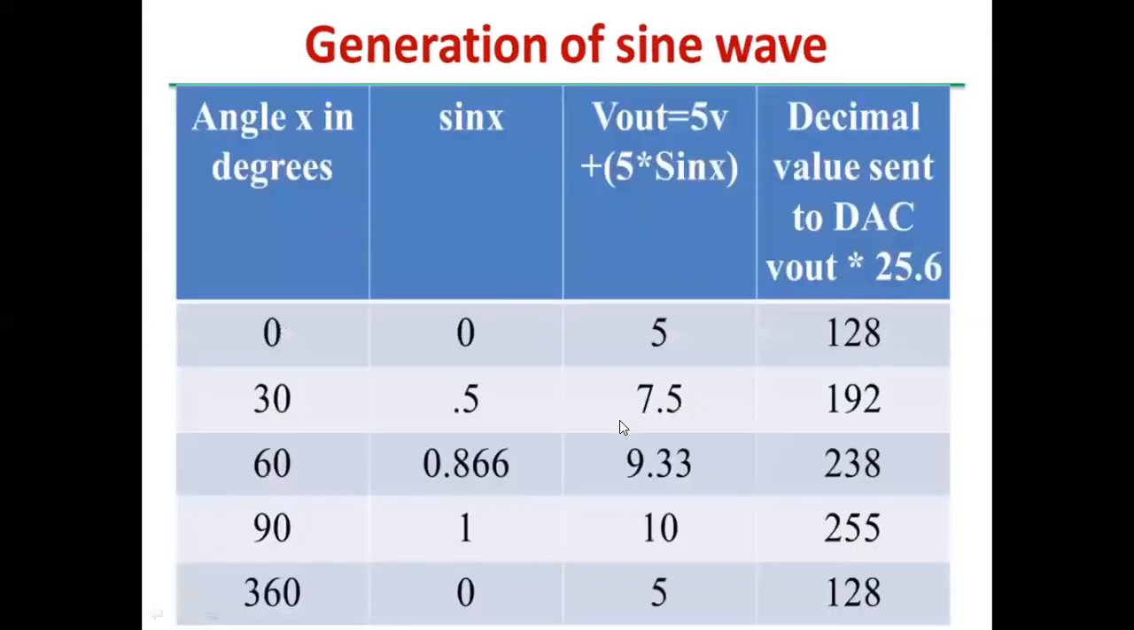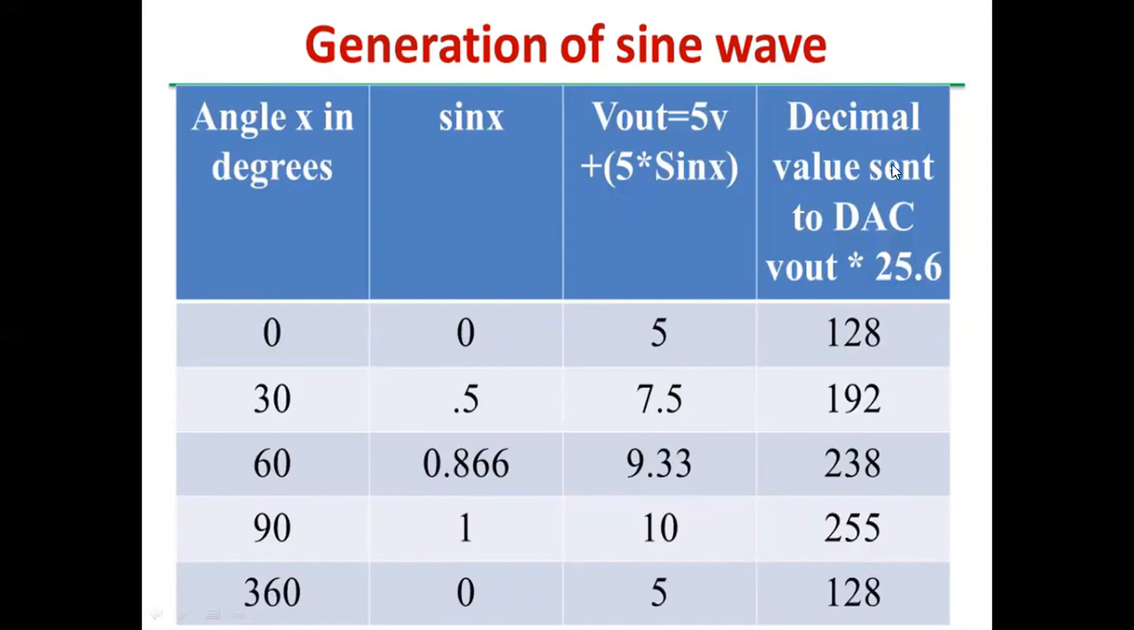So how you are generating this wave: suppose you take 5 angles of the sine wave: sin 0, sin 30, sin 60, sin 90, and sin 360. You can calculate the values for all of these. Sin 0 is 0, sin 30 is 0.5, sin 60 is root 3 by 2, so that is 0.866, sin 90 is 1, and sin 360 is 0. You can calculate the output voltage with this formula, 5 volts plus 5 into sin x. Substituting these sin x values in this formula, you get the output voltage: 5, 7.5, 9.33, 10, and 5.